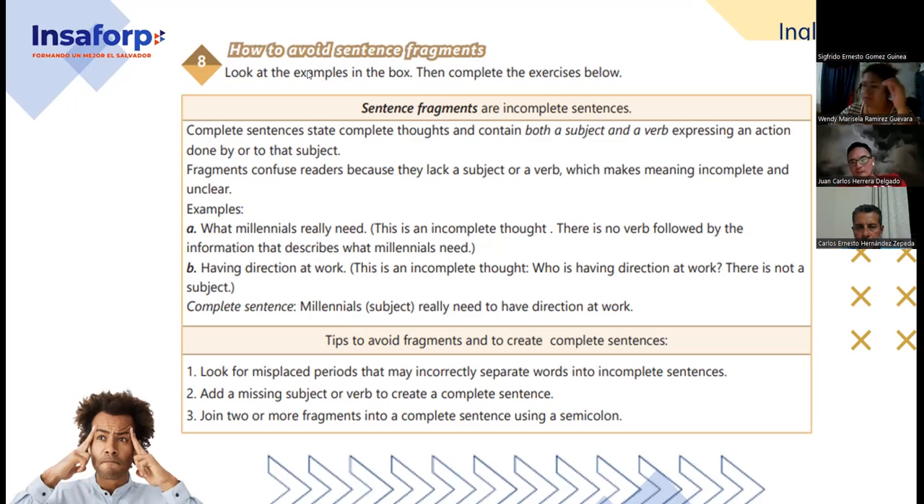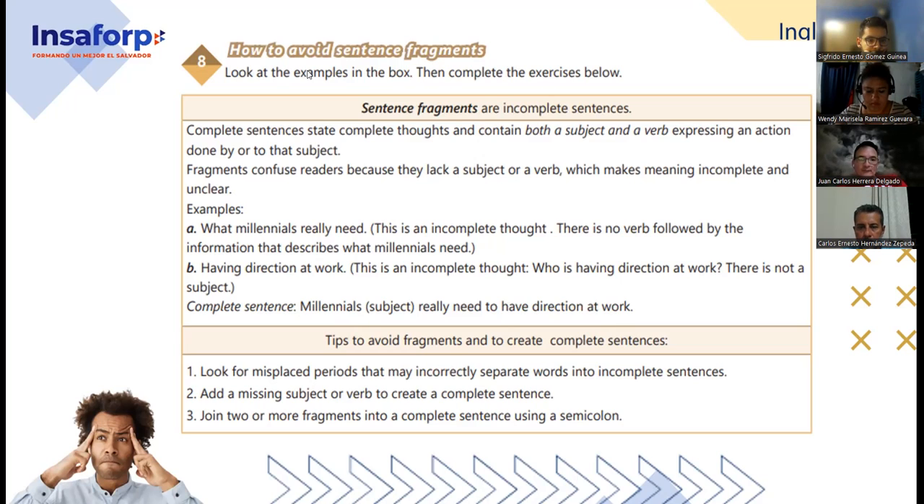And we also had a chance to read some points to avoid fragments and to create complete sentences, like the ones that I have here. Look for misplaced periods that may incorrectly separate words from complete sentences. So we had to look for misplaced periods.